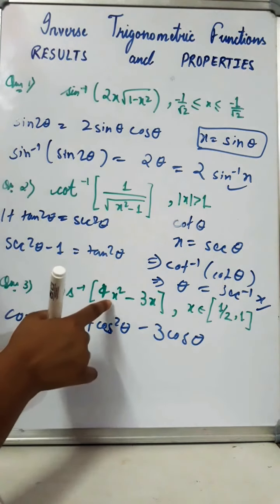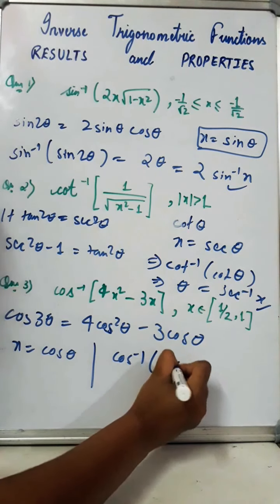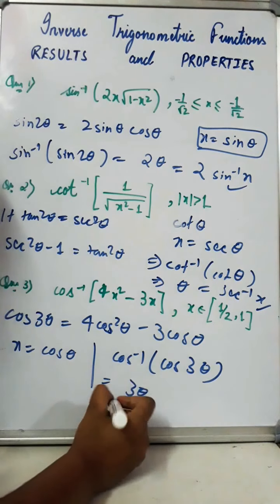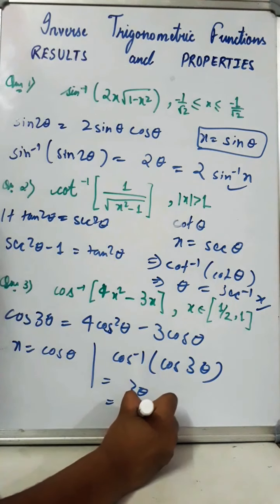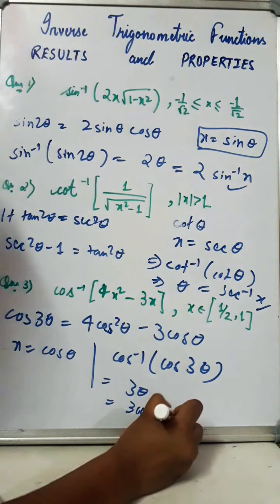If you take x as cos theta, you will simply get cos inverse cos 3 theta, which means 3 theta. And if you replace theta, you will get 3 cos inverse x. Got your answer?